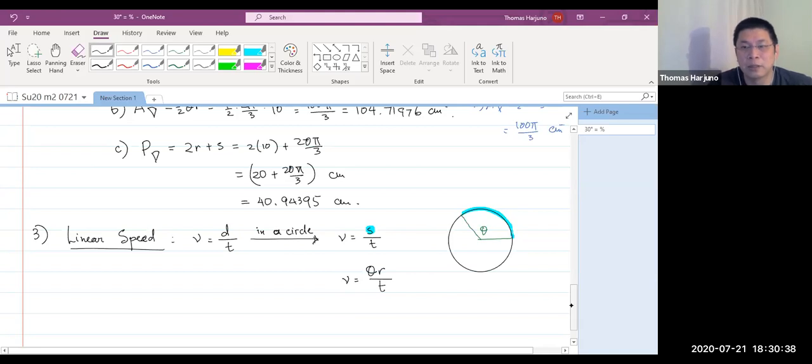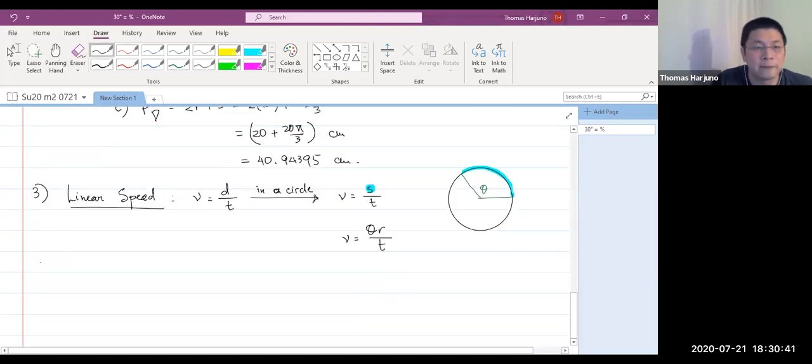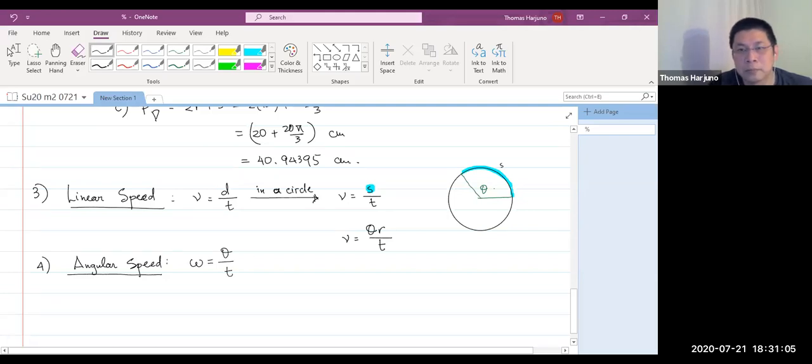That's the linear speed, while angular speed is the angle traveled over a period of time, and it is denoted by omega. That's the angle traveled over a period of time. Now, compacting these two formulas, you see that the linear speed is actually equal to the angular speed times the radius.